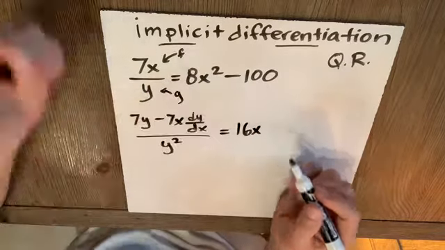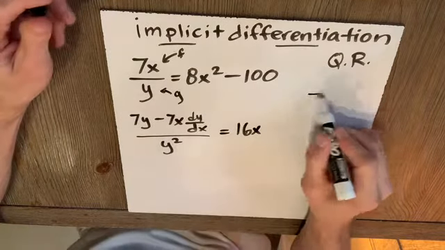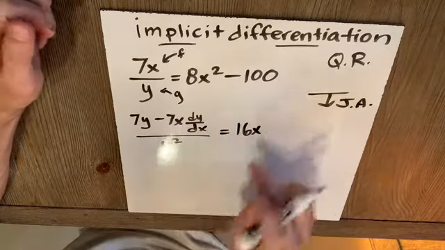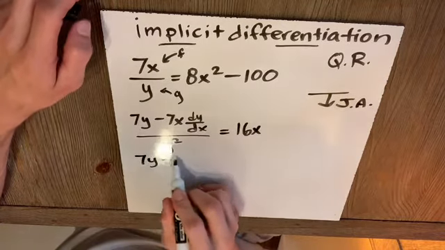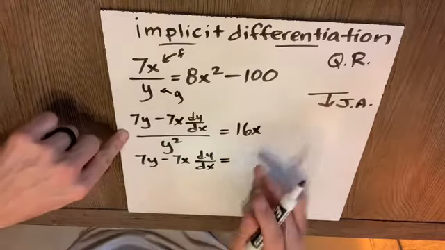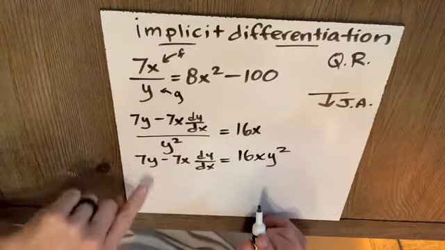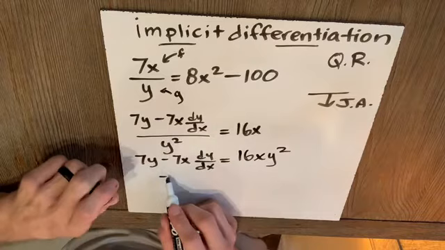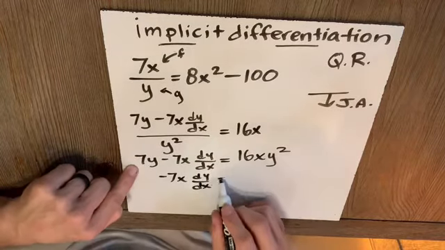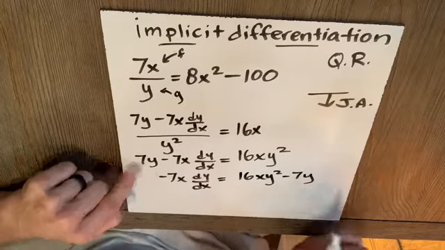16x minus 0. So now we've got to get dy dx all alone. Remember, from here down, once we've set this up, this is just testing your algebra skills. Multiply both sides by the denominator, we get 7y minus 7x dy dx is equal to, if I multiply both sides by y squared, I get 16xy squared. This 7y is floating, so I'm going to say negative 7x dy dx. If I subtract 7y from both sides, I get 16xy squared minus 7y.